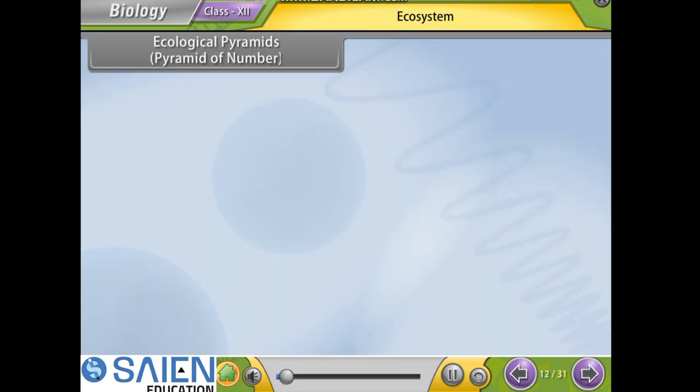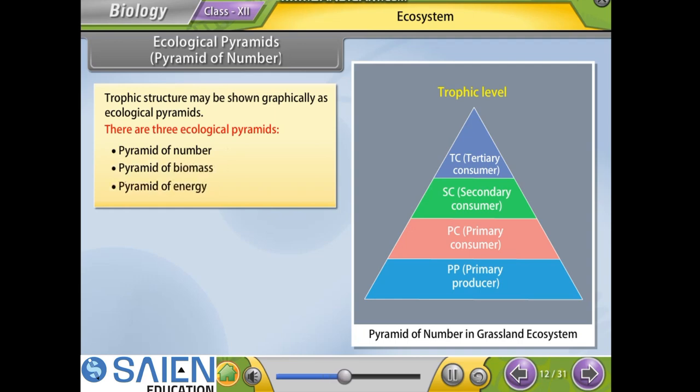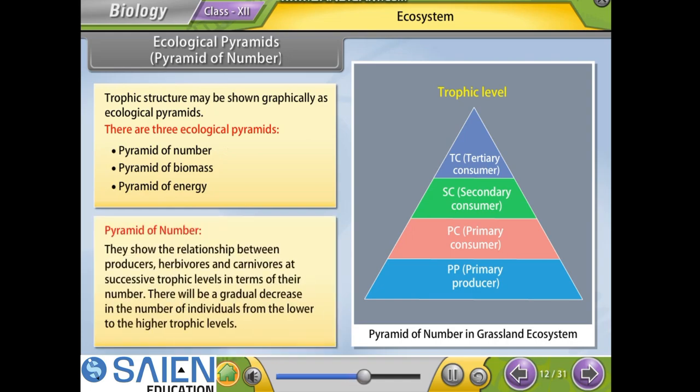Ecological pyramids. Pyramid of number. Trophic structure may be shown graphically as ecological pyramids. There are three ecological pyramids: pyramid of number, pyramid of biomass, and pyramid of energy. Pyramid of number. They show the relationship between producers, herbivores and carnivores at successive trophic levels in terms of their number. There will be a gradual decrease in the number of individuals from the lower to the higher trophic levels.